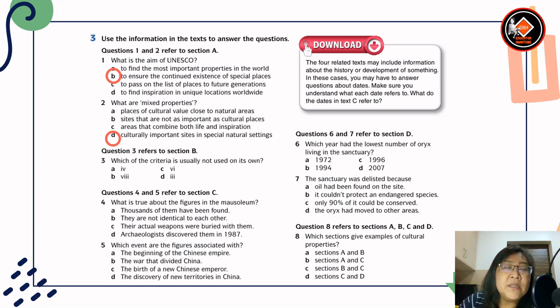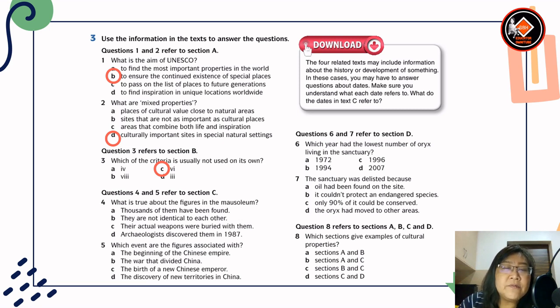For question 3, it refers to section B. Which of the criteria is usually not used on its own? So you have 4, and you have the next one will be what is the criteria? You have 6, 8, and you have 3. So answer is C.